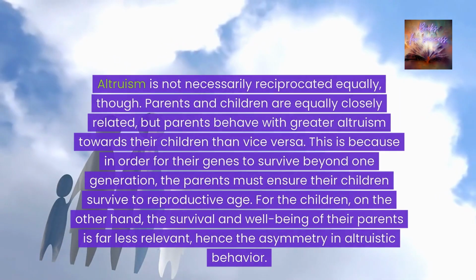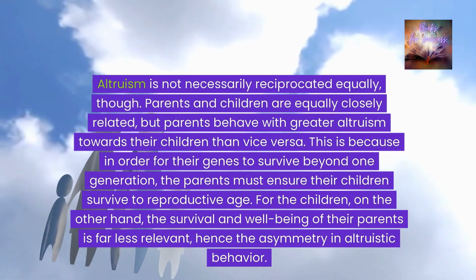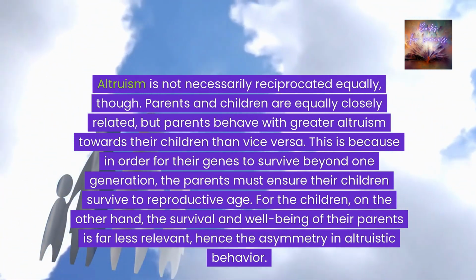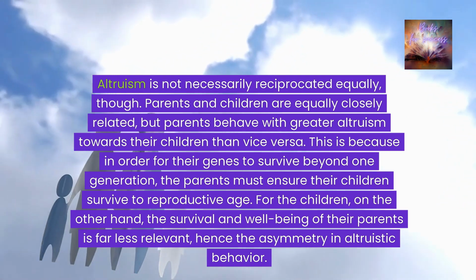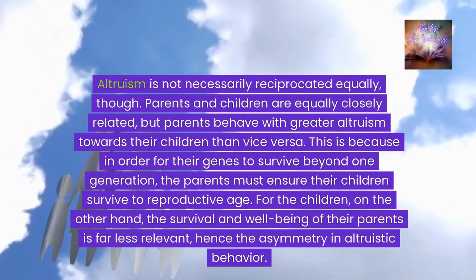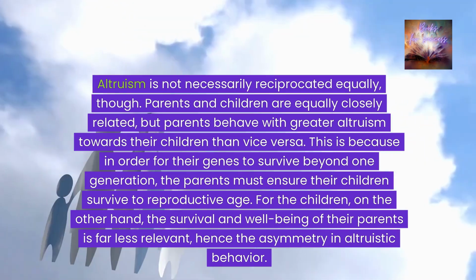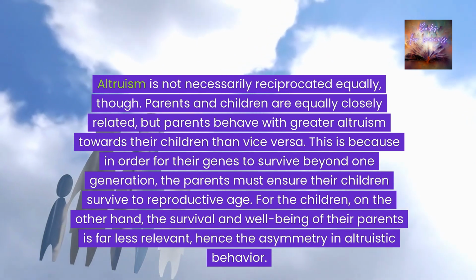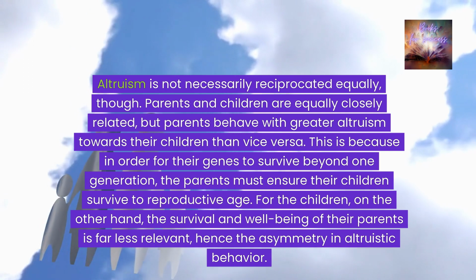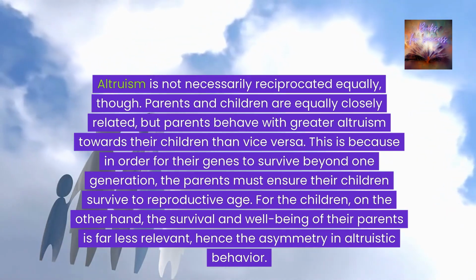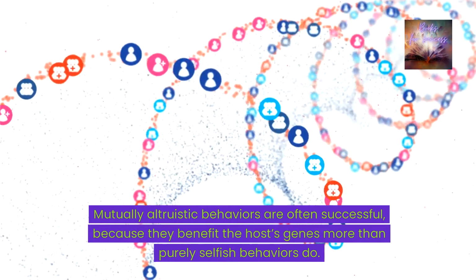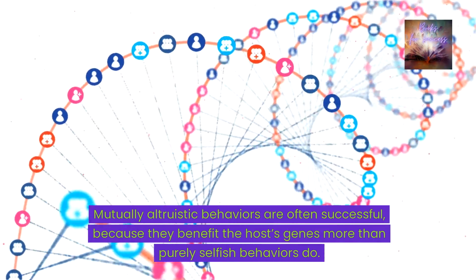2. Altruism is not necessarily reciprocated equally, though. Parents and children are equally closely related, but parents behave with greater altruism towards their children than vice versa. This is because in order for their genes to survive beyond one generation, the parents must ensure their children survive to reproductive age. For the children, on the other hand, the survival and well-being of their parents is far less relevant, hence the asymmetry in altruistic behavior. Mutually altruistic behaviors are often successful, because they benefit the host's genes more than purely selfish behaviors do.